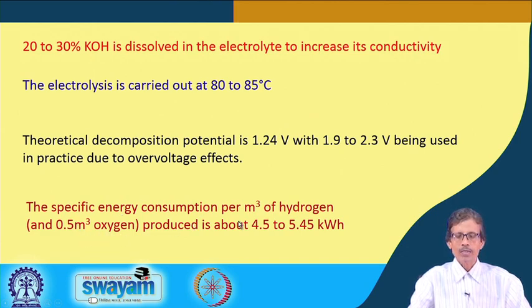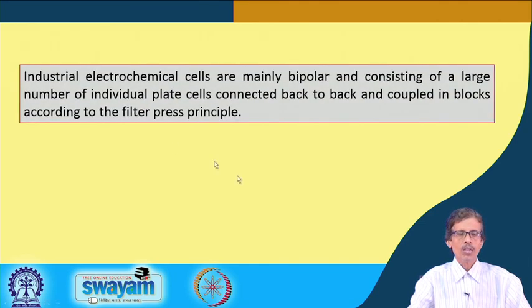The specific energy consumption per cubic meter of hydrogen, or 0.5 cubic meter of oxygen, because when 2 molecules of hydrogen are produced, 1 molecule of oxygen is produced from that reaction, is about 4.5 to 5.45 kilowatt hour. The energy consumption is the most important part of this electrolysis process. Whether it is industrially viable or not will be dictated by the amount of energy being utilized.